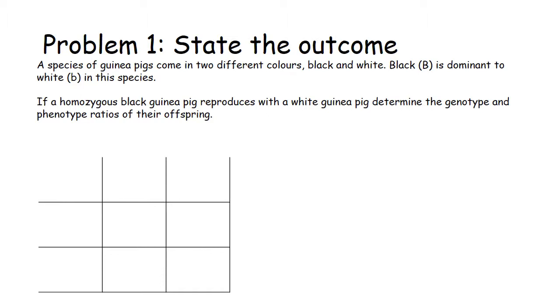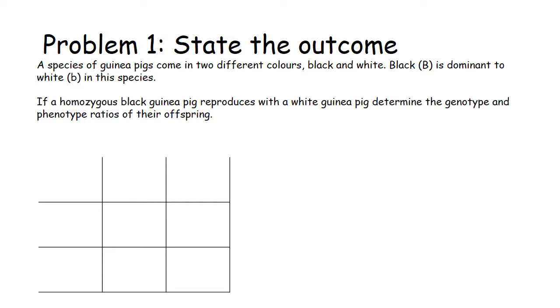So our first problem is from a worksheet, and this is what I call a state the outcome question. It's simply a scenario. They give you 2 parents and you are to find out what kind of offspring these parents can actually produce. So in this question, a species of guinea pig comes in 2 different colors, black and white. Black, capital B, is dominant to white, little b, within this species. If a homozygous black guinea pig reproduces with a white guinea pig, determine the genotype and phenotype ratios of their offspring.